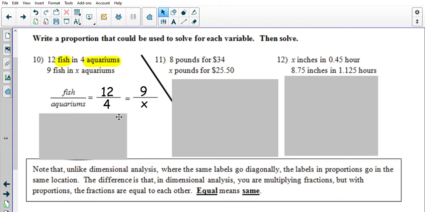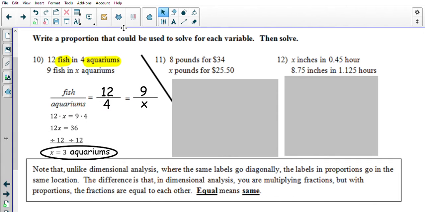Now, is this the only proportion you could write? No. You could actually have 4 over 12 equals X over 9. You could actually have 12 over 9 equals 4 over X. So there are a lot of different ways to write equivalent proportions that will work, but you'll get the same cross products. So here we do 12 times X to get 12X, 9 times 4 to get 36. Divide both sides by 12 to get a solution of 3. Here is a word problem. It's important to put a label on our solution. We're talking about 3 aquariums in this case.